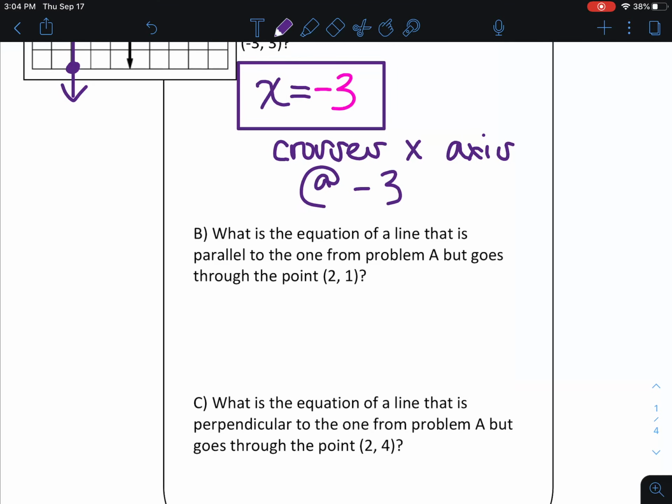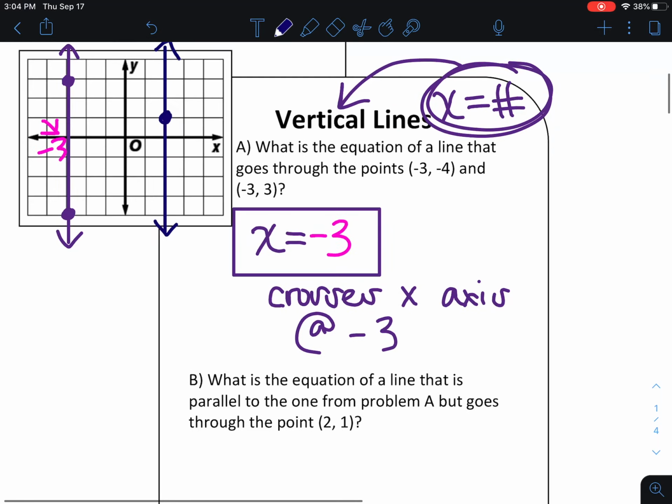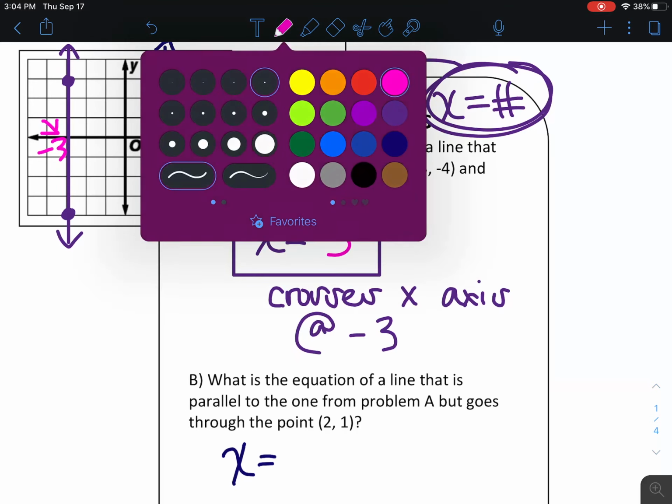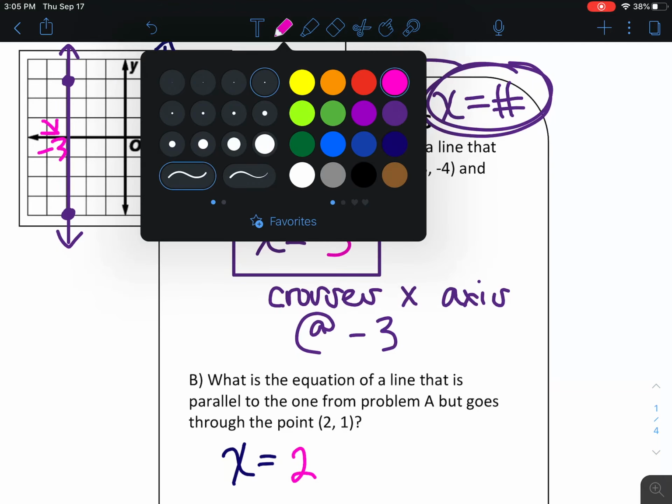What is the equation of a line that is parallel to the one from problem A but goes through point 2, 1? So 2, 1 is right there, and it needs to be parallel to the first line that we drew, so it also needs to be vertical. Similarly to the first one, we know it's going to be x equals because it crosses the x-axis, and it crosses the x-axis right here at 2. So that means this is going to be x equals 2.